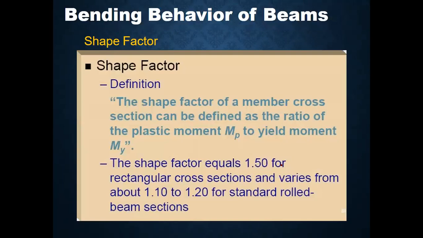But what is this shape factor? This shape factor is defined in numeric terms as the ratio of the plastic moment to the yielding moment. And as I already told you, for rectangular sections its value is 1.5, and it could vary from 1.1 to 1.2 for any standard rolled beam sections.